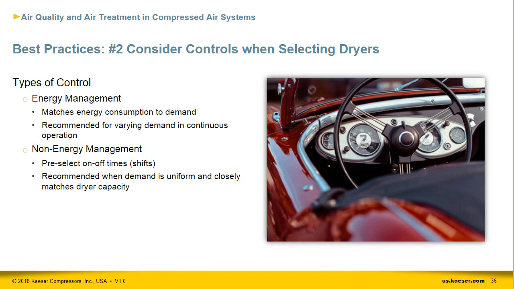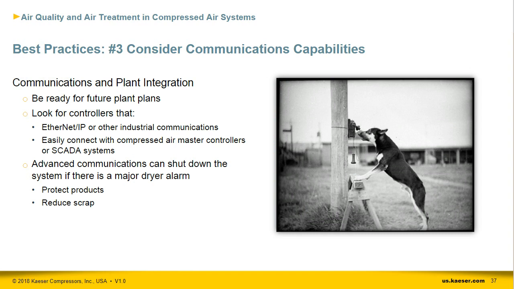And our last best practice tip is to think about communication capability. With the industry moving more and more towards IoT solutions, start planning now and be ready to integrate components and systems. Look for capabilities on dryers that enable communicating with air master controls and SCADA systems. Having the connection to a centralized system can enable alarm notification for when there is a dryer or drain alarm. When necessary, it can also be programmed to shut the system down in order to prevent contamination due to an air treatment malfunction. This can help protect products and reduce scrap.